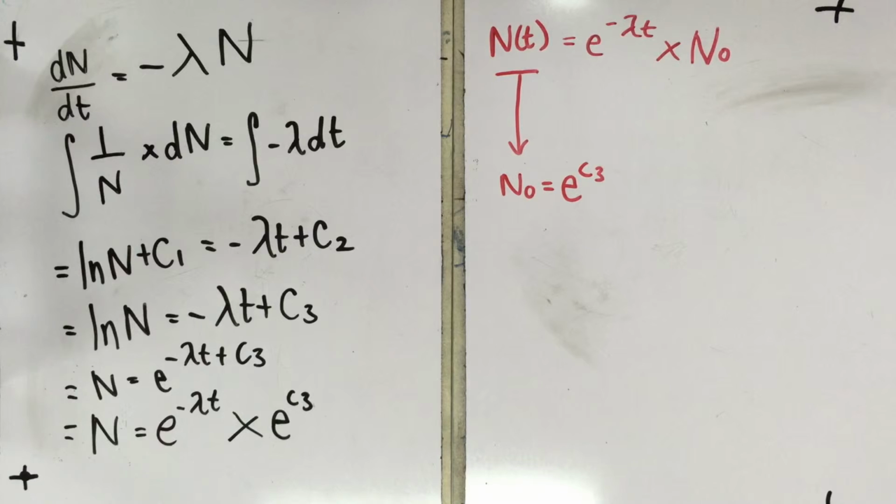So basically when time is 0, you know N has to equal N naught, so you know e to the C3 has to equal N naught. So your final equation will be N equals e to the negative lambda t times N naught, which is of course your exponential decay formula.